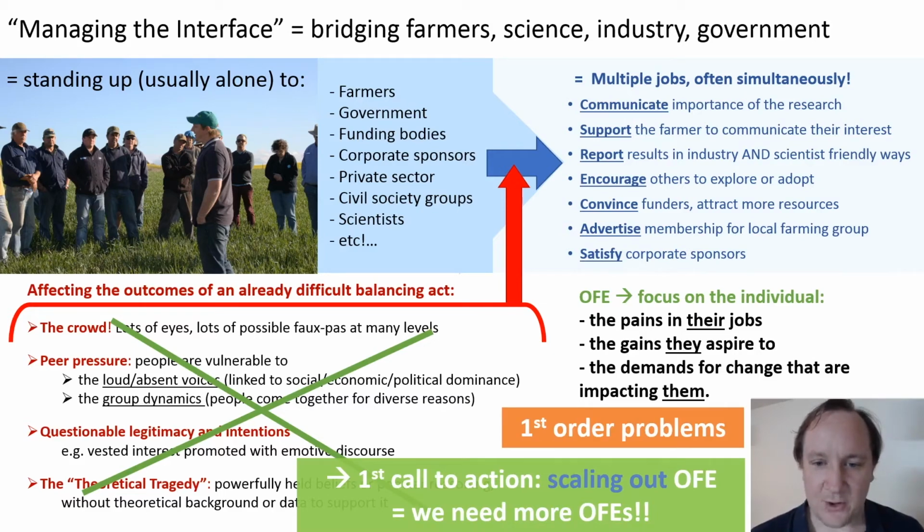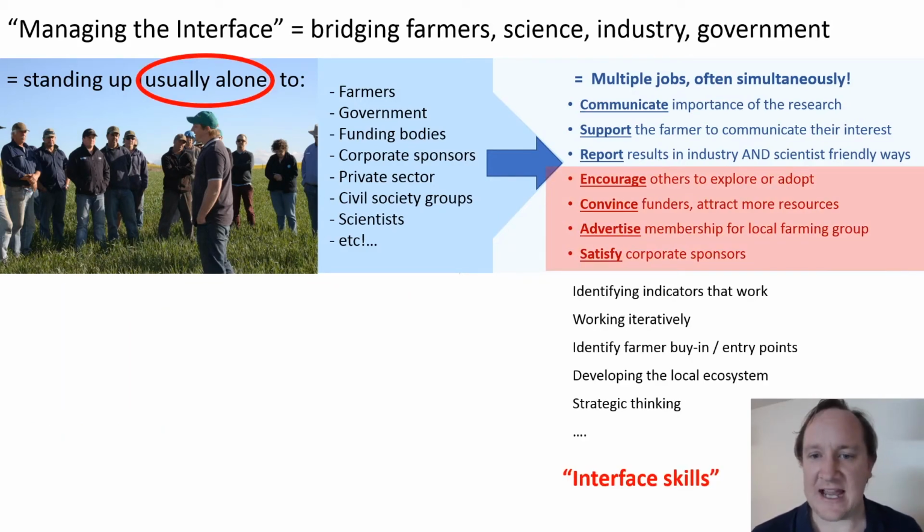So, a first call to action is scaling out OFE. We need more OFEs. But what about these other skills that are required at the interface that perhaps OFE doesn't deal with as well? How do we encourage? How do we convince? How do we advertise? How do we satisfy? The type of skills that I'm talking about here that relate to these things are things like identifying indicators that work, working iteratively, identifying farmer buy-in and entry points, developing the local ecosystem, and strategic thinking.